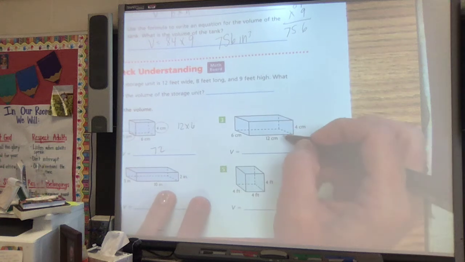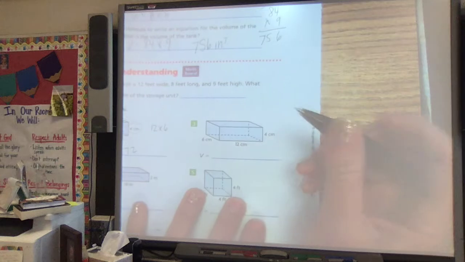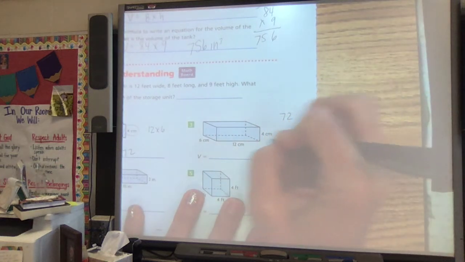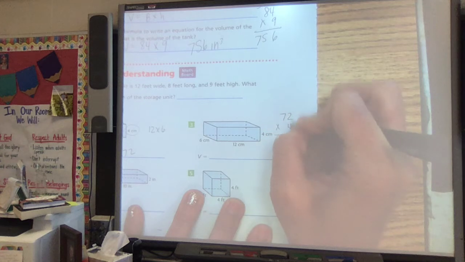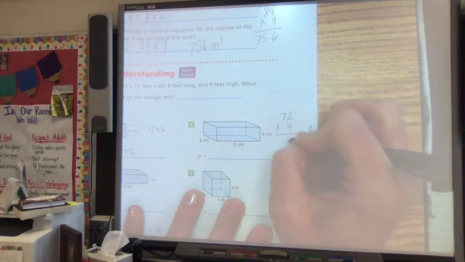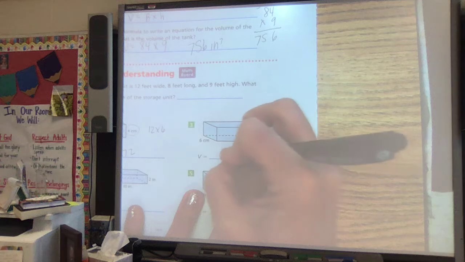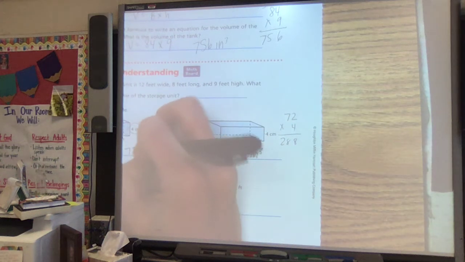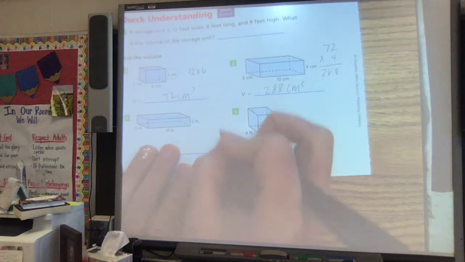Okay? So if I'm looking at this one, I think I'm going to just work it out. So I know 12 times 6 is 72. And then I have times 4. So 4 times 2 is 8, and 4 times 7 is 28. So I know that's 288 centimeters cubed, and this was centimeters cubed.